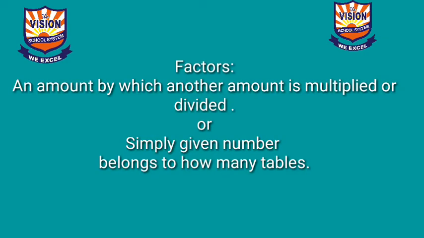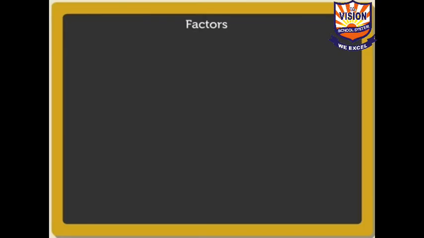Now be ready for knowing about factors. Factor: an amount by which another amount is multiplied or divided, or simply, the number of tables a given number belongs to, are called factors. Let me give you one example. Here is a question for you. Find out the factors of 12. It means in how many tables 12 comes.